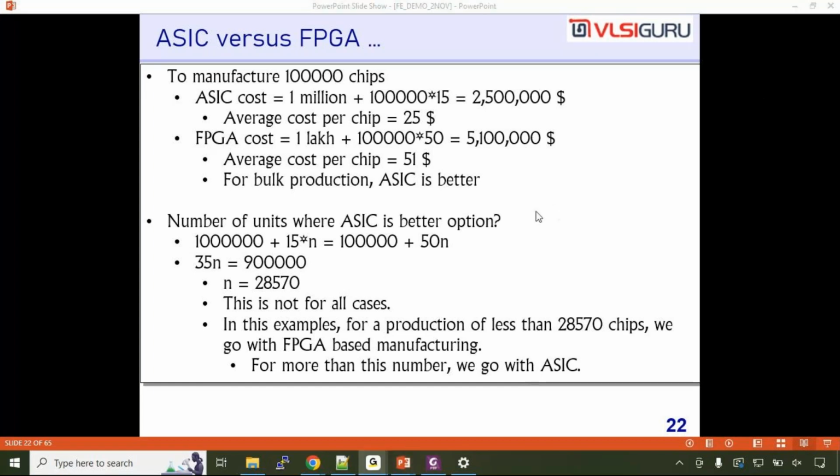So any question so far? Do you understand what is ASIC, what is FPGA? Okay.